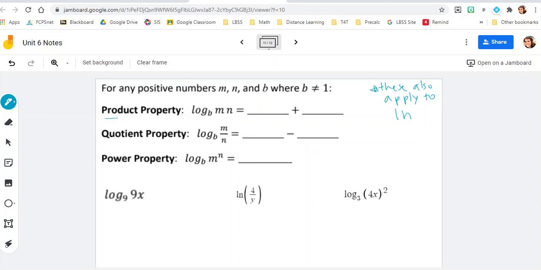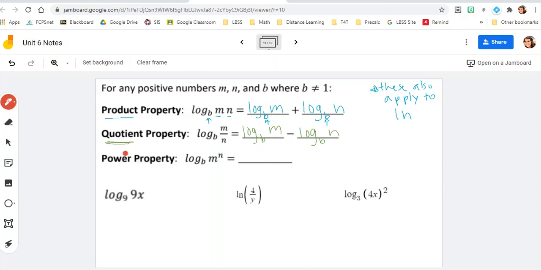As long as we're dealing with positive numbers for m, n, and b does not equal 1, we've got three properties. Our product property says that if we have the logarithm of two pieces being multiplied, then we can split it into the logarithm of the first one plus the logarithm of the second one. Notice the base is b, staying the same on both. Similarly, we have a quotient property. Log of m over n, if we're dividing, we can split it up, keeping the base the same, but subtract these two pieces.